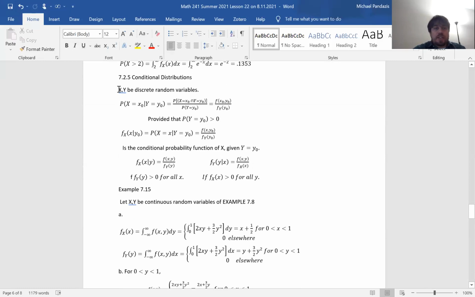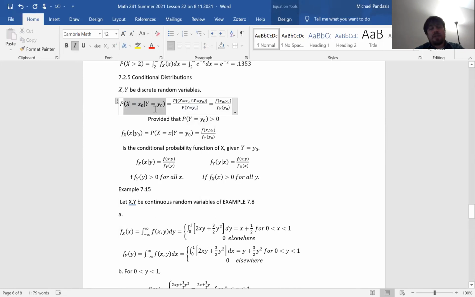Conditional distributions. Let X, Y be discrete random variables. So the probability that capital X equals a fixed value little x and capital Y equals a fixed value little y is equal to the probability that X is little x naught and Y is little y naught, divided by the probability that Y equals y naught. This corresponds exactly with what you might expect from conditional probability.